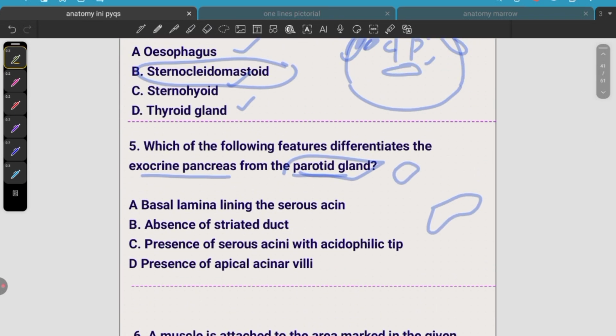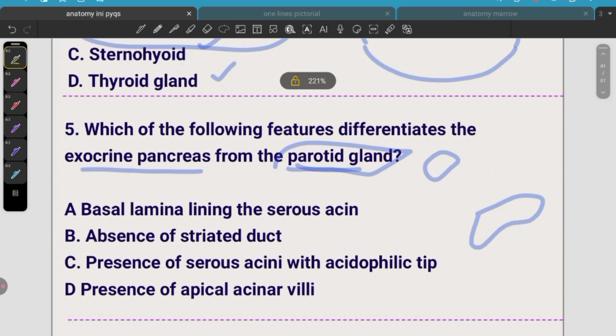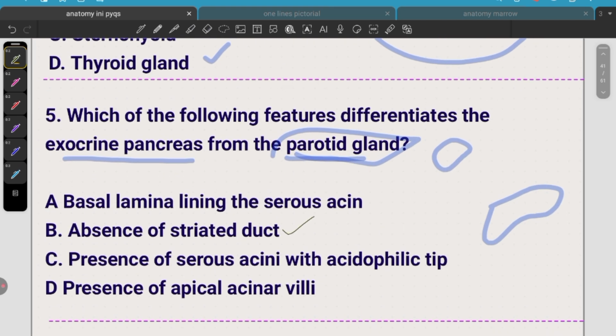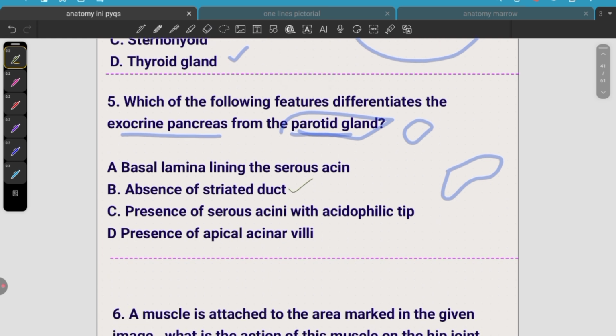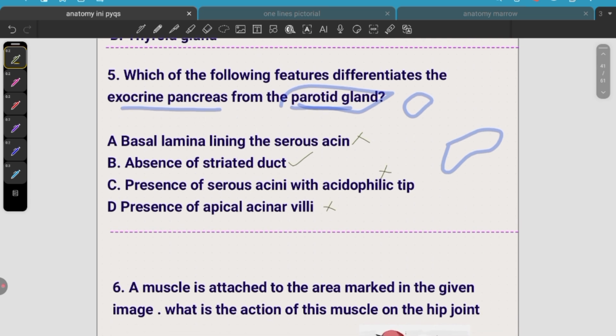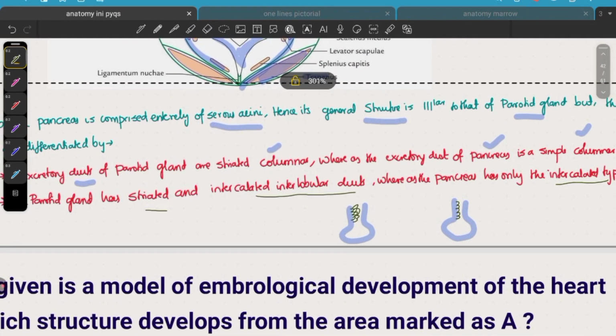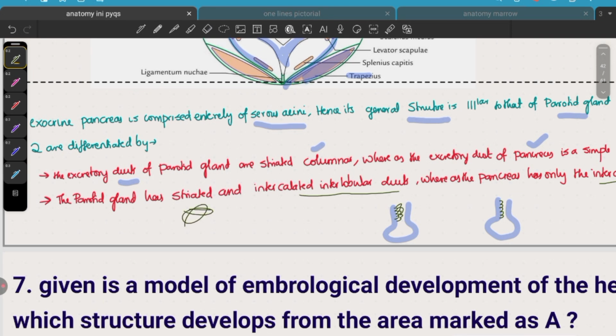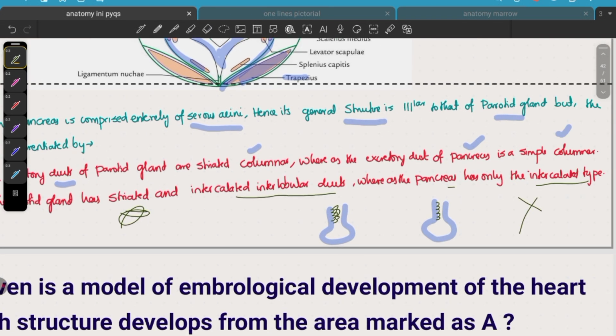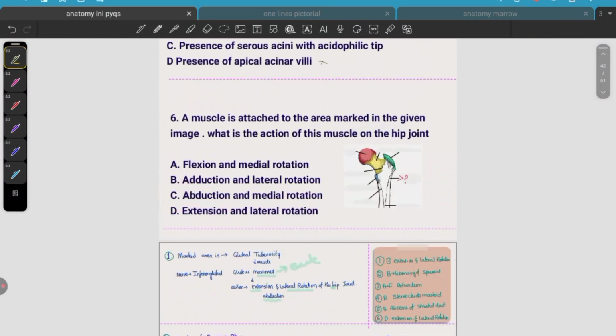This is a little bit of a tricky question, but you should at least know the answer. It is differentiated by the absence of the striated duct. The basal lamina lining the serous acini, no. Presence of serous acini with acidophilic, no. Presence of apical acinar villi, no. Only the striated duct we have seen, isn't it? Here, see, in the parotid there is a striated duct, whereas in the pancreas there is no striated duct. So, absence of the striated duct in the pancreas will differentiate it from the parotid.